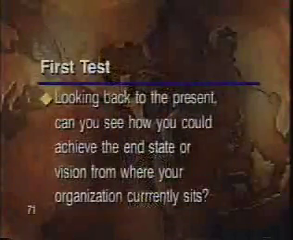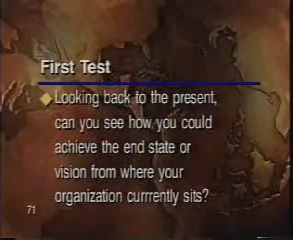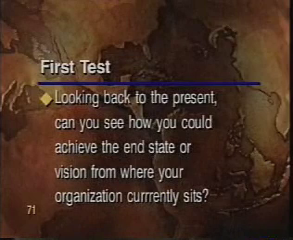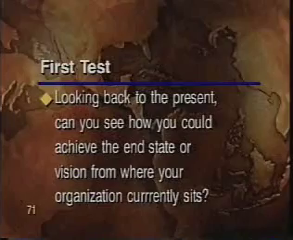The first test: when looking back, can you see how you could achieve the end state from where the organization currently sits? If so, you do not have a vision. A vision is a future state that you currently do not know how to reach, but through a series of strategic moves, migrates the organization closer, and over time discovers the connections to finally achieve the end state.